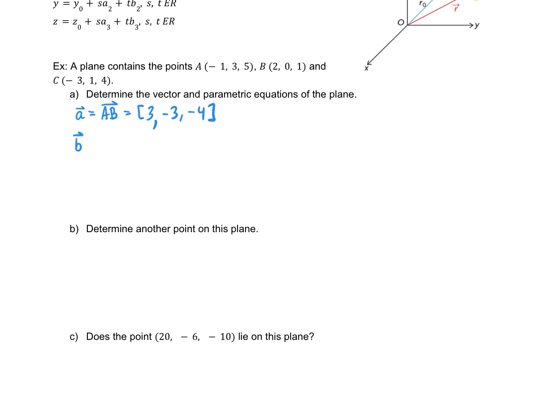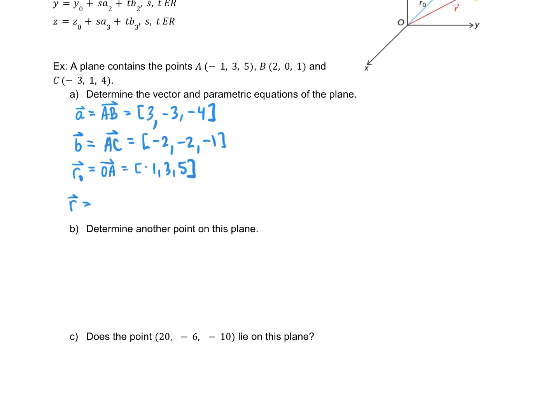For another direction vector, I'm going to use, let's say, AC. But I could have done BC, it doesn't matter. So -3 minus -1, 1 minus 3, and 4 minus 5. Okay, I checked those. They are not collinear, so they work. And then for that R0 vector, from the origin to any point on the plane, I can use any of the points, A, B, or C. I'm just going to go from the origin to A. All right, and now I'm ready.